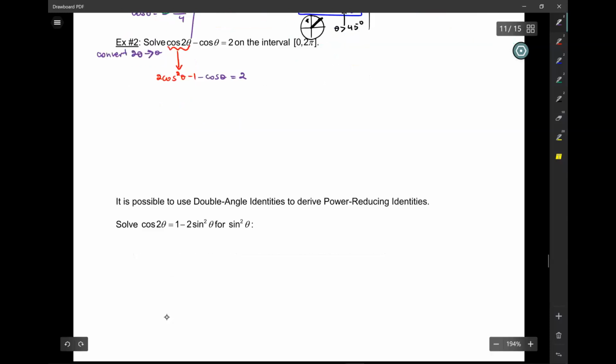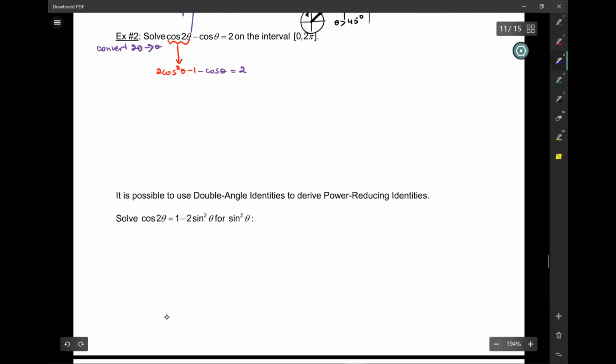Okay, now let's bring everything to the same side and set it equal to 0. Don't you guys love math? Okay, now I need to factor this, but first let's write it in proper order. So 2 cosine squared theta minus cosine theta minus 3 equal to 0.